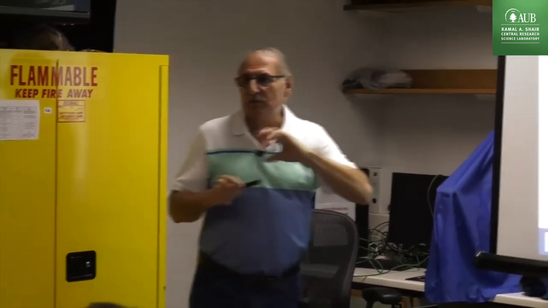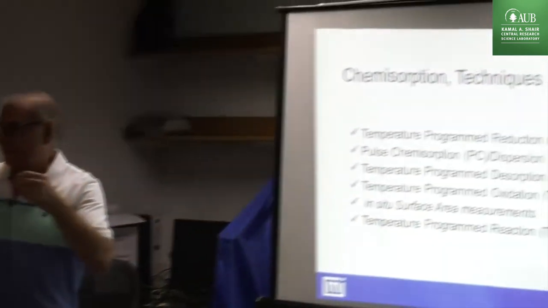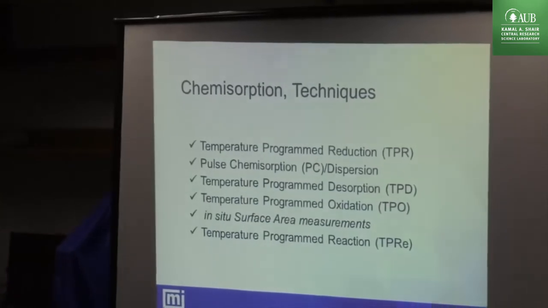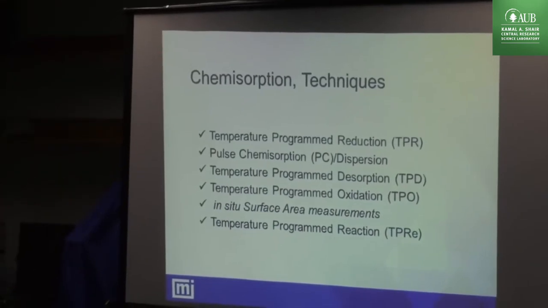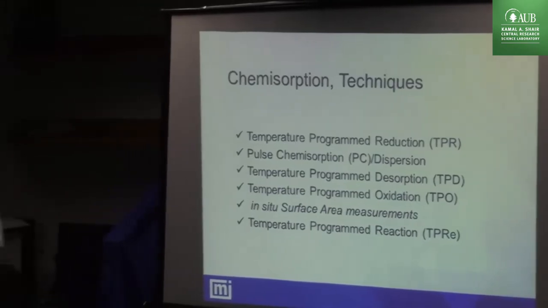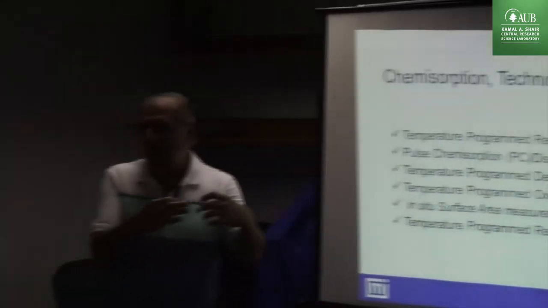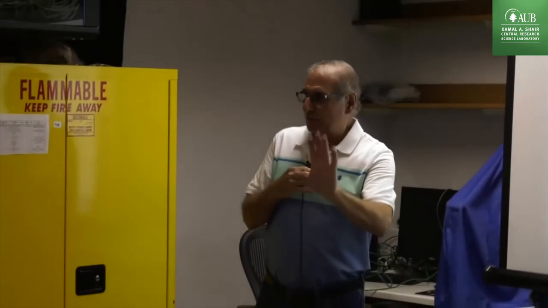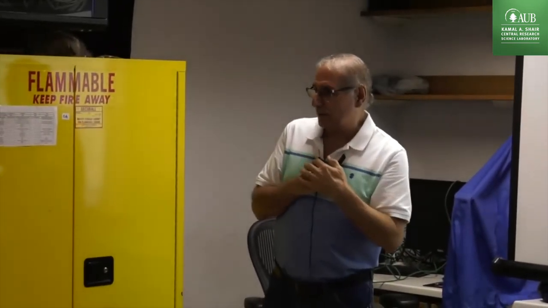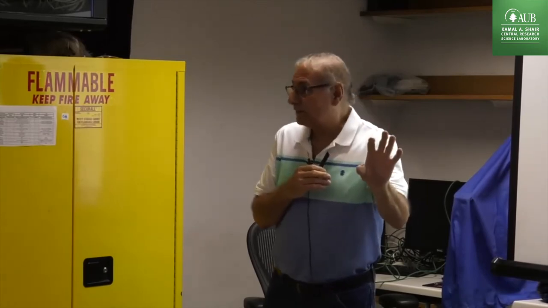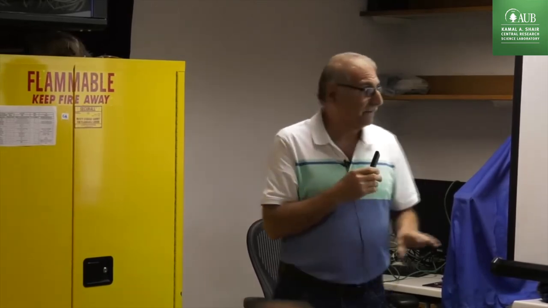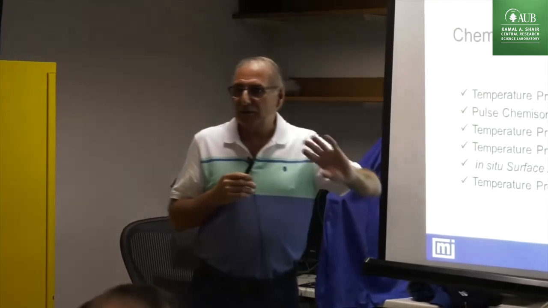With pulse chemisorption, we pulse CO or hydrogen, and we can see how much dispersion of the species there is. The TPD is, for example, for hydrogenation: I adsorb hydrogen over my catalyst and keep ramping the temperature, 10 degrees per minute, and see at which temperature the hydrogen is removed. This gives me information about how strong or how weak my active site for hydrogenation is.